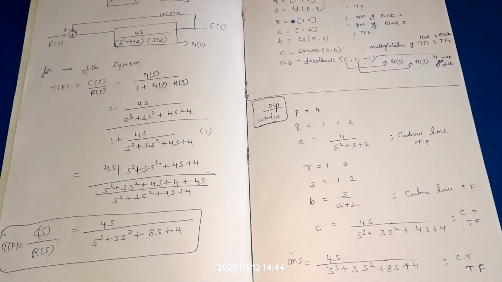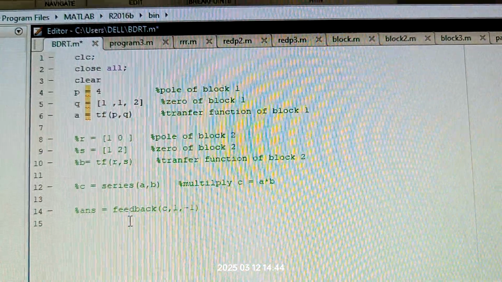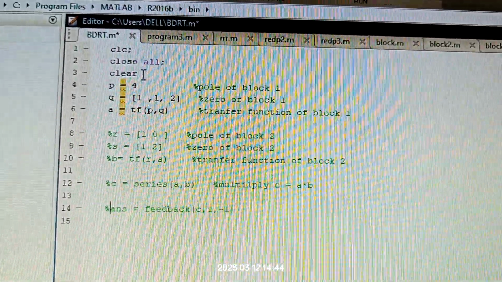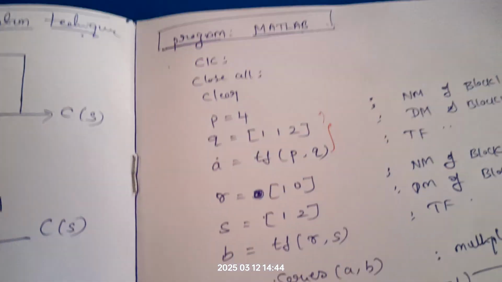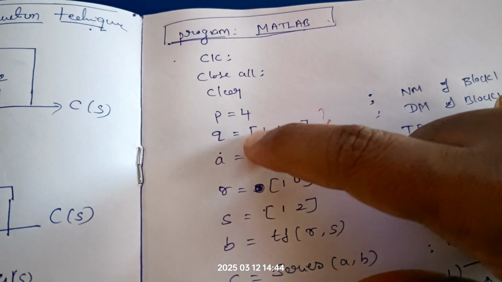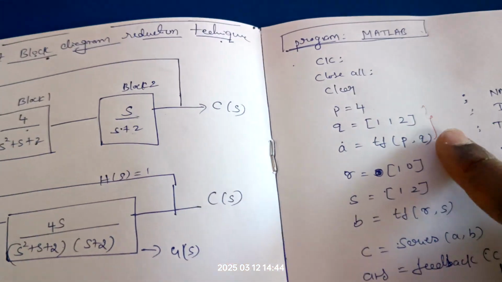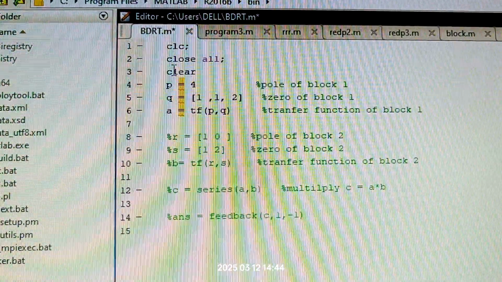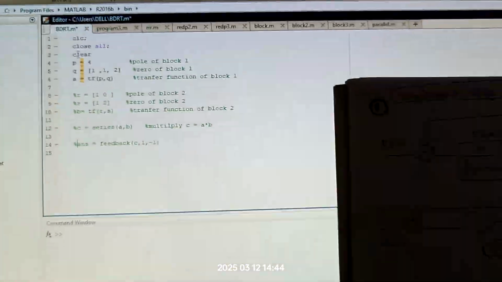If you want, you can see here. Now we will see the Matlab code and the output of this code. You can observe we have written clc, close all and clear as in the problem. Just observe the first block. This block we are writing here, p as 4.